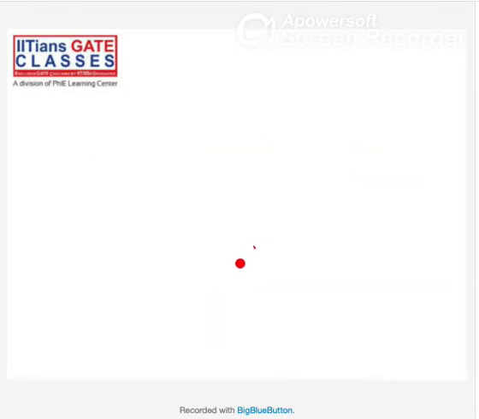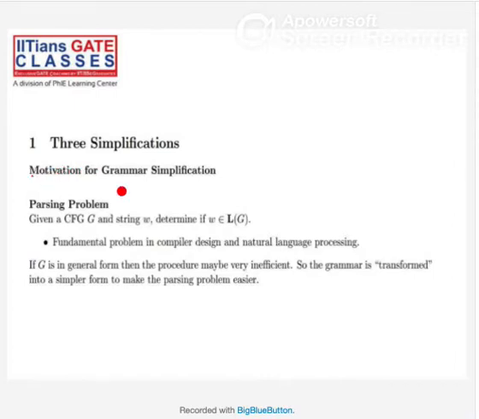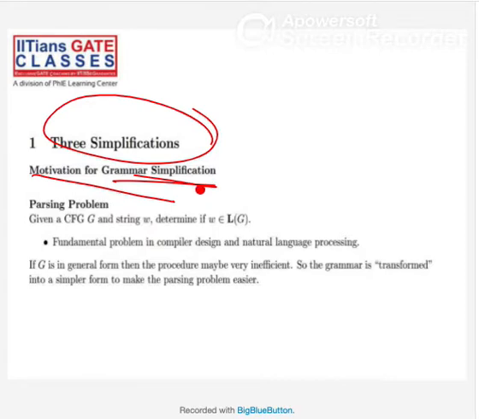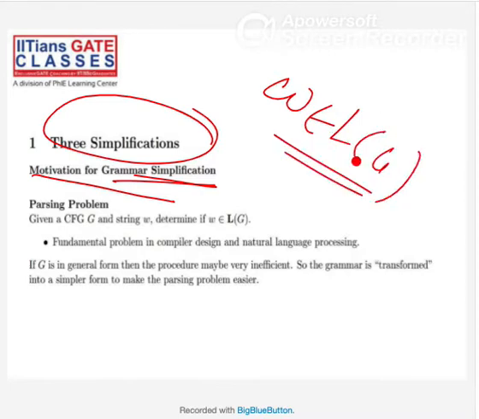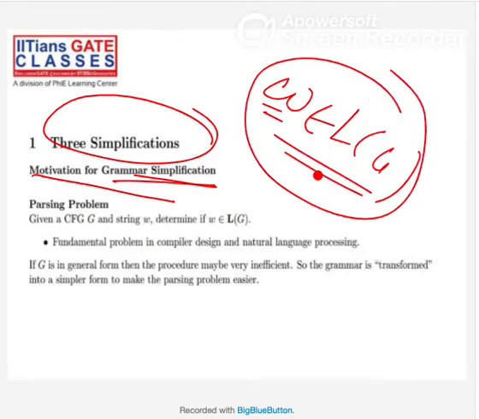First of all, why do we want to do this simplification? Because if your string belongs to the language of G, then basically you want to find out whether this string can be generated by the grammar or not. When you want to find this out, things like useless symbols and epsilon productions are going to make your process harder. These things will make your algorithm very inefficient.